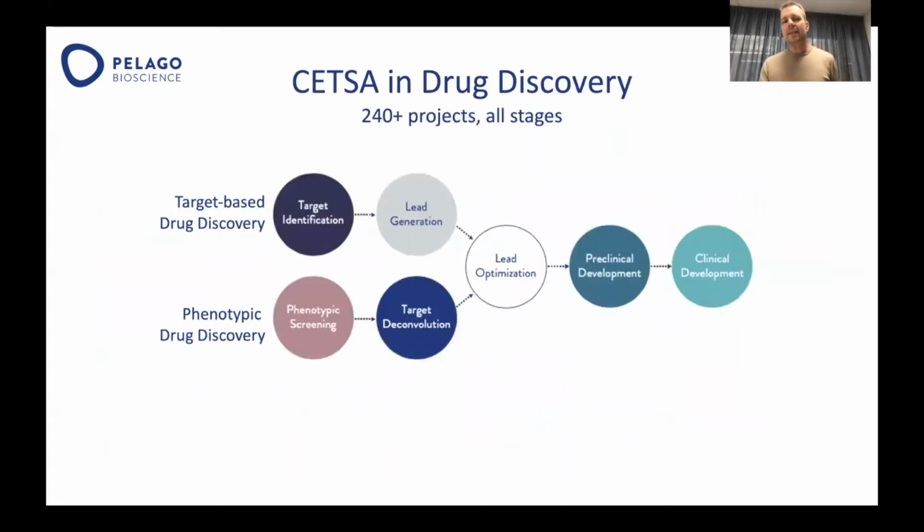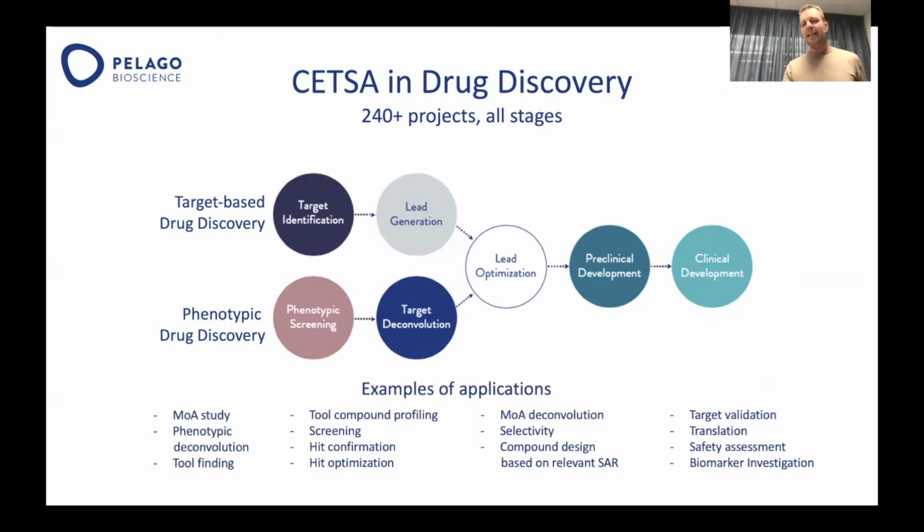And CETSA has indeed been used a lot in drug discovery, both for target-based applications, but also phenotypic applications to find new drugs. And the examples of applications range from the very early tool finding or tool compound profiling through mode of action, deconvolutions, selectivity, and translation, and even biomarker investigations. So it spans the whole range.